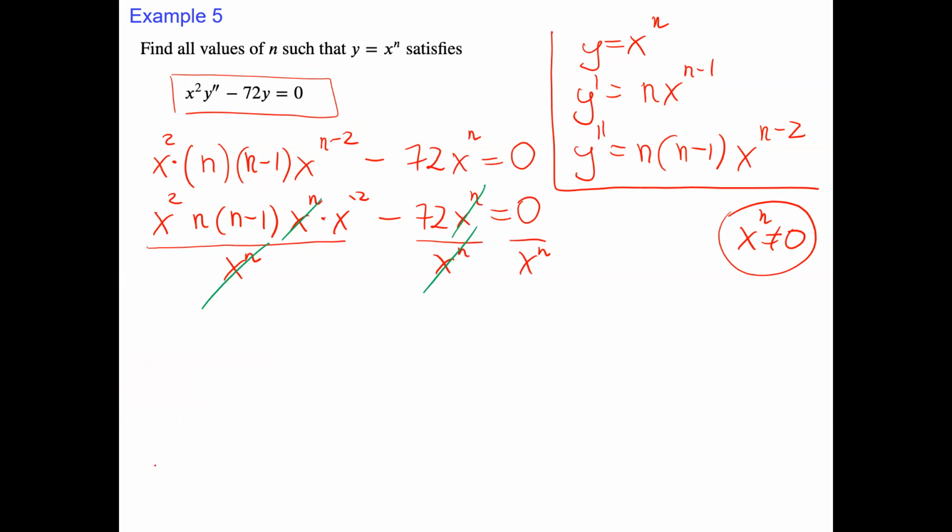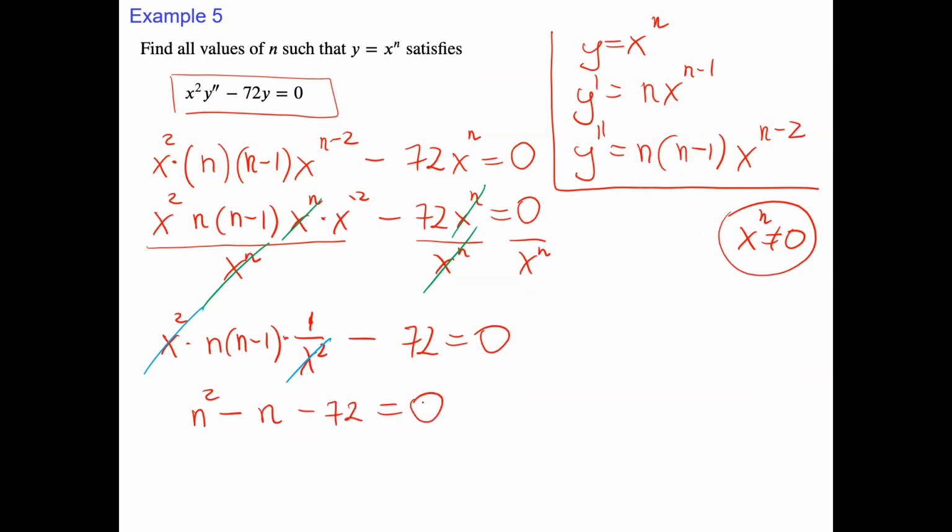What do we have? We have x squared, we have n times n minus 1. X to the negative 2 is 1 over x squared. Minus 72 equals 0. And we can see another cancellation, x squared and x squared. And then we have n squared, I can distribute, minus n minus 72 equals 0. We got a nice quadratic equation.